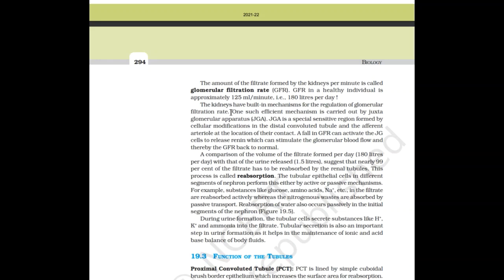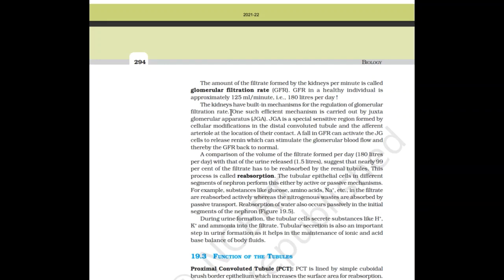A comparison of the volume of the filtrate formed per day, 180 liters per day, with that of the urine released, 1.5 liters, suggests that nearly 99% of the filtrate has to be reabsorbed by the renal tubules. This process is called reabsorption. The tubular epithelial cells in different segments of the nephron perform this either by active or passive mechanism.